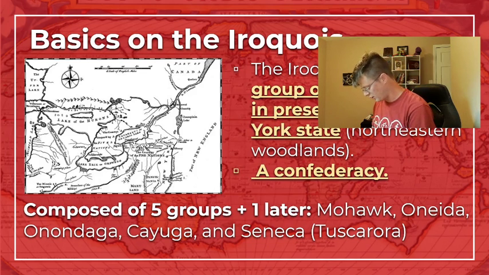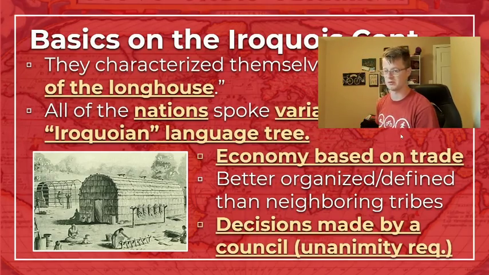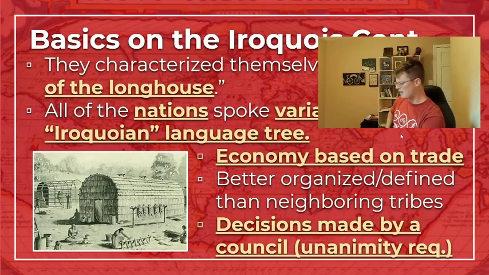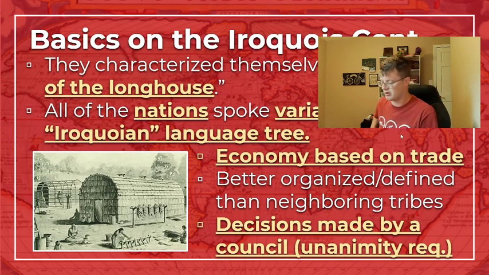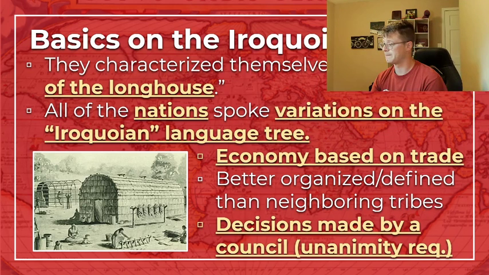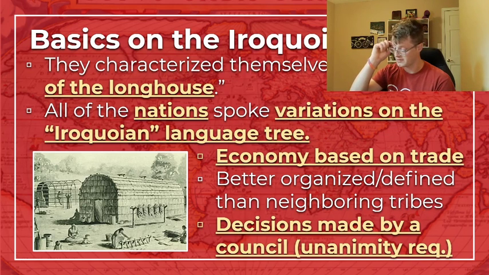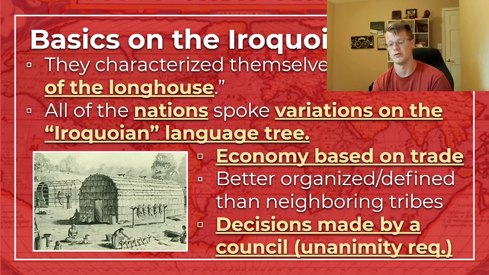So the Iroquois are interesting because the reason they're in this confederacy, which again is super unique, is because they shared a similar language tree, and that is Iroquoian. And as you can see there, they're well known for their longhouses. But the thing that makes the Iroquois also really cool is, again, this political setup, right?